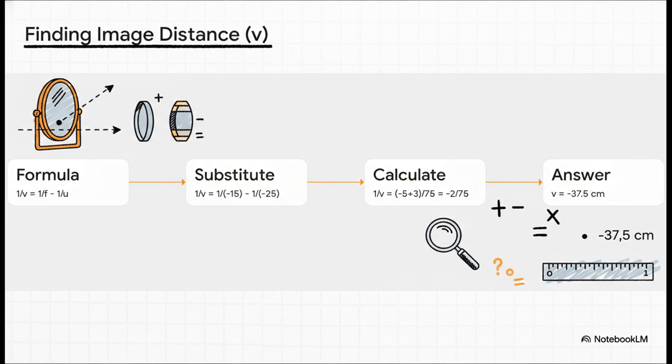Now we just use the mirror formula. We'll rearrange it to find 1 upon v. Then we substitute the values of f and u very carefully, making sure we include their signs. So 1 upon v equals 1 upon minus 15 minus 1 upon minus 25. A little bit of calculation, and we get our answer for v, minus 37.5 centimeters.